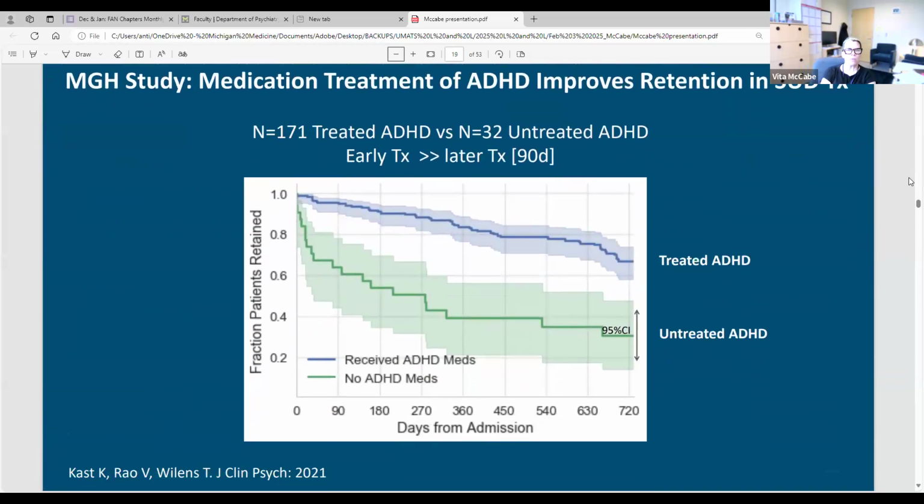This is Tim Wilens' data, who's one of our co-investigators out of Harvard, and they looked at, these are basically 171 treated college students with ADHD, and really looked at retention in treatment. And what they saw was improved short and long-term retention in outpatient substance use treatment. However, it was retrospective, naturalistic, and the study design really limits causal inference within this framework. And so, some food for thought, I think. Next slide.